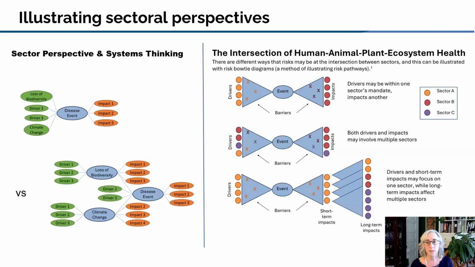But these risk bow tie diagrams can be useful to illustrate different sectoral perspectives. So for example, in the diagram on the left, we see that at the top, one sector might be thinking of the central adverse event as a disease event. And maybe they're looking at all of the different drivers and causes of that event, and they would include things like loss of biodiversity and climate change. And then they look at various impacts of that disease event. And then maybe they bring in their environmental health partners, but it's important for them to recognize that their environmental health partners may be seeing some of these things like loss of biodiversity and climate change as their own central unwanted event with their own lists of potential drivers and potential impacts.